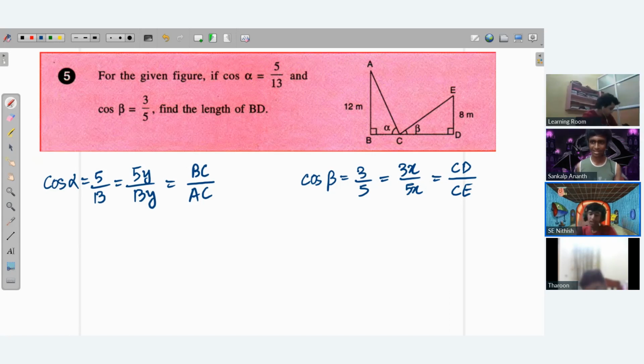Okay, now I'll do the whole method. BD is not 8. Yes, sir. Now I'll do the whole method. Now I know what to do. So 6.5 meters. No. What is that guess there?